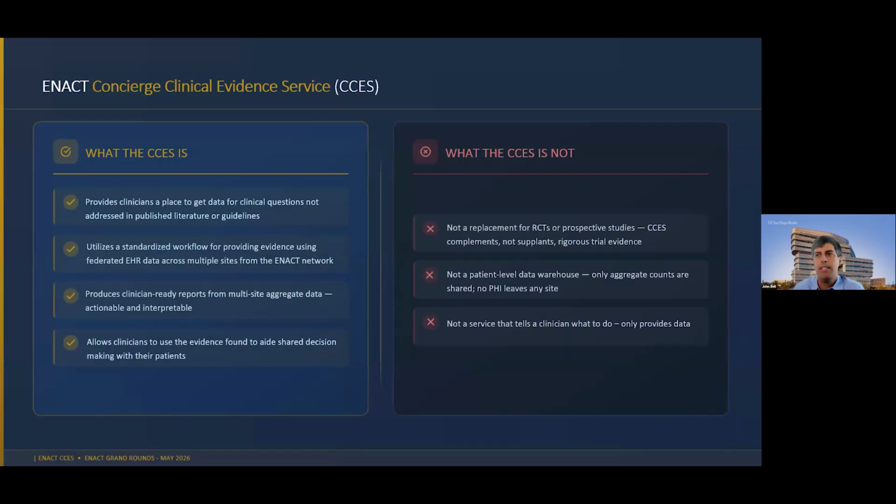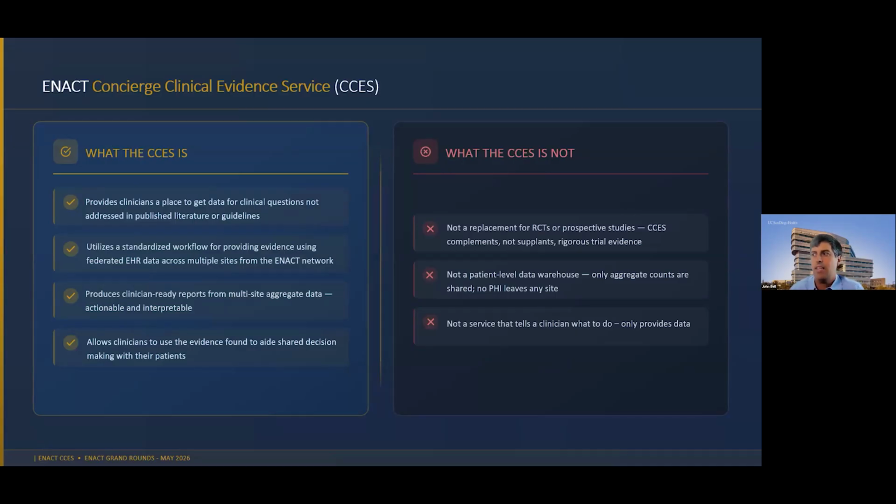So again, what the CCS is: it's a place for them to get clinical questions addressed, to utilize a standardized workflow. It aggregates multi-site data for clinicians, and it gives them that evidence found to aid the shared decision-making with patients.